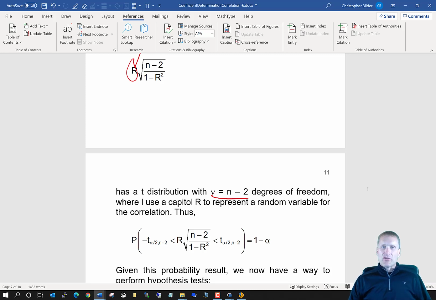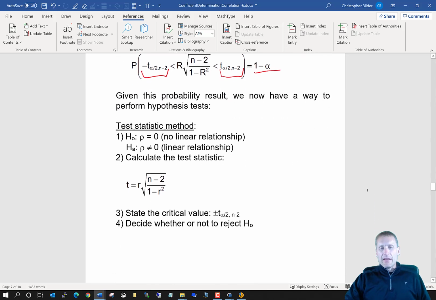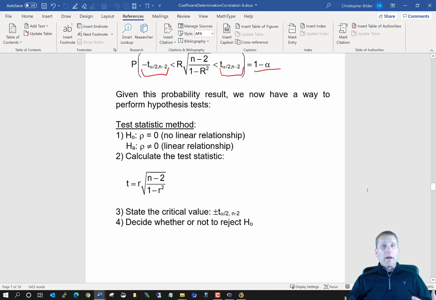Because I have that distribution, I can find corresponding quantiles from my t-distribution. Find these quantiles in a way so that if I put an inequality inside of a probability statement, I can then say this probability is equal to 1 minus alpha. That then leads us to ways to do inference.